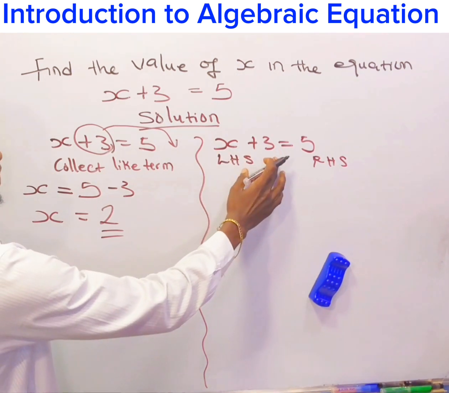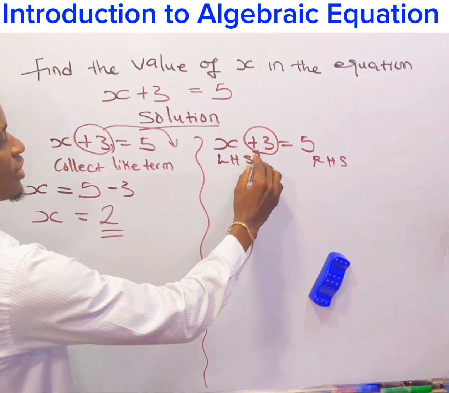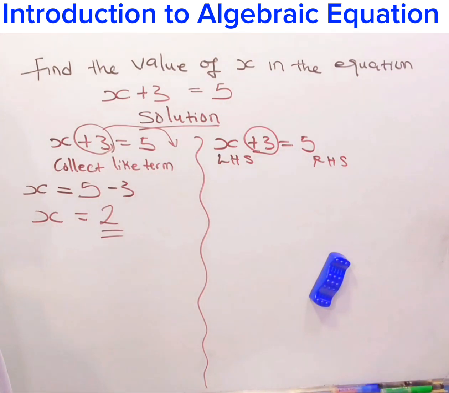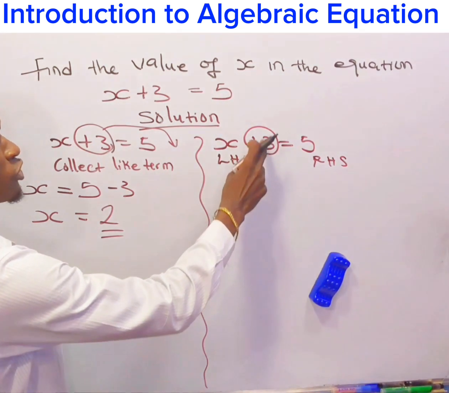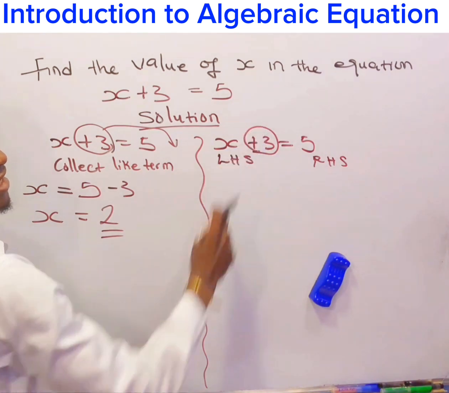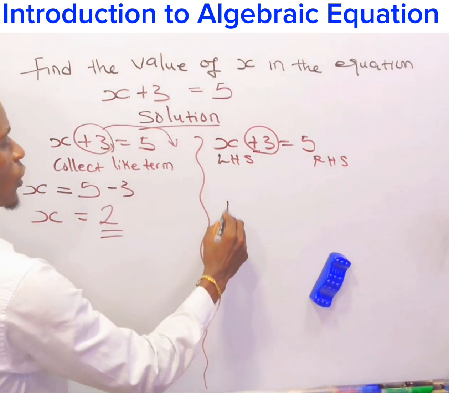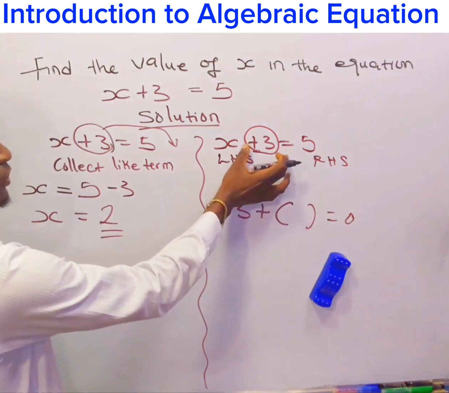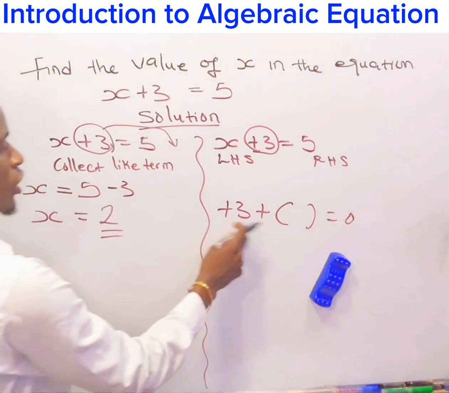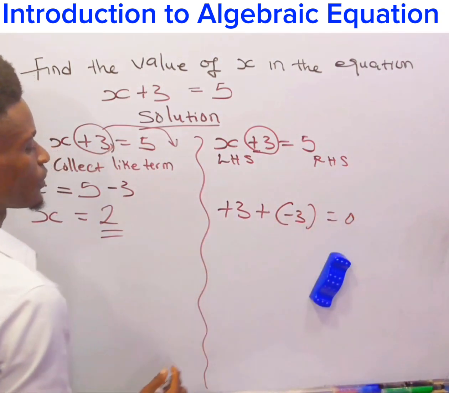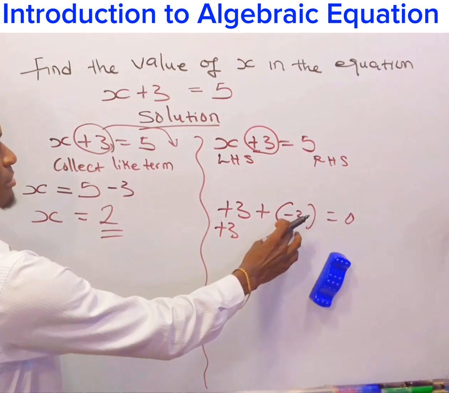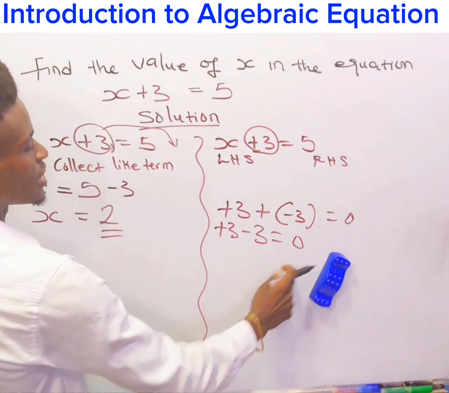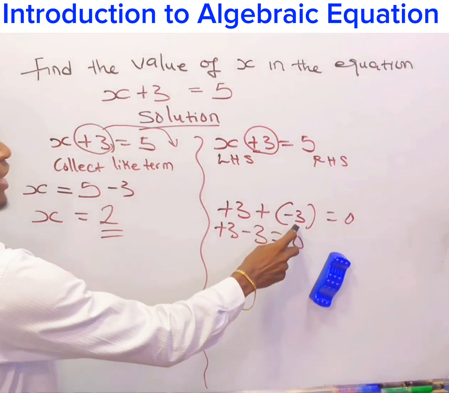So we have x plus 3, which means we are trying to eliminate plus 3 from x so that x will be just on its own. Now we're going to use the additive inverse method, which means we try to make plus 3 here 0 using the additive inverse. What do we add to plus 3? Plus 3 plus what will give us 0, so that this 3 will be eliminated? Plus 3 plus minus 3 will give us 0. Plus 3 minus 3 is 0, which means the additive inverse of plus 3 is minus 3.